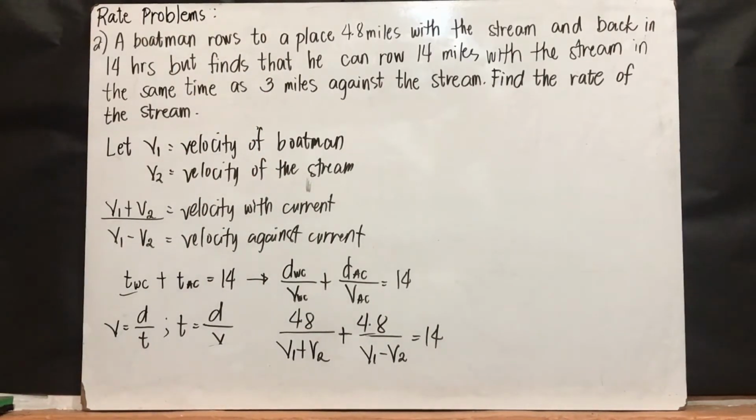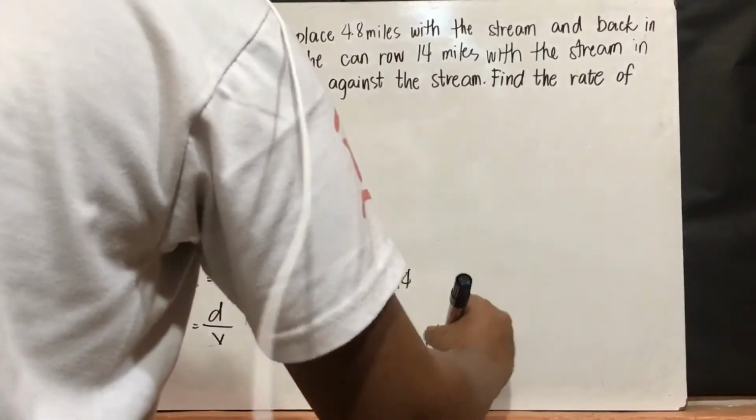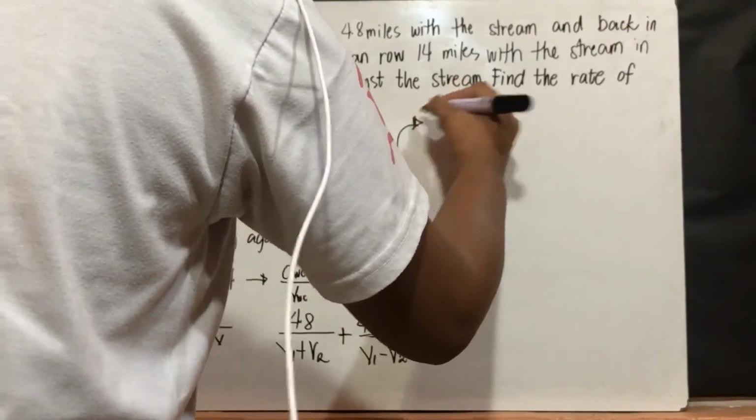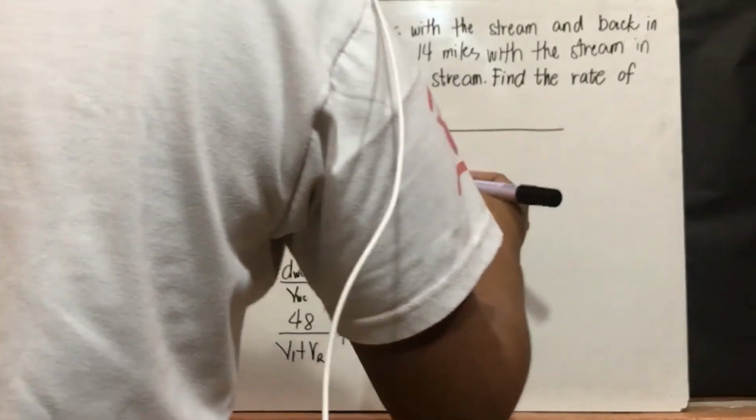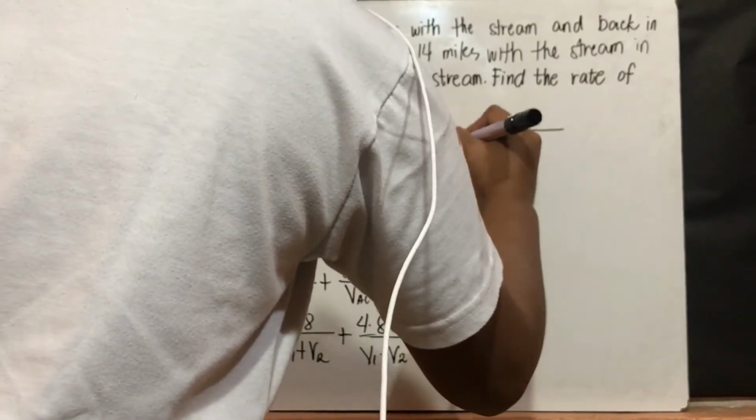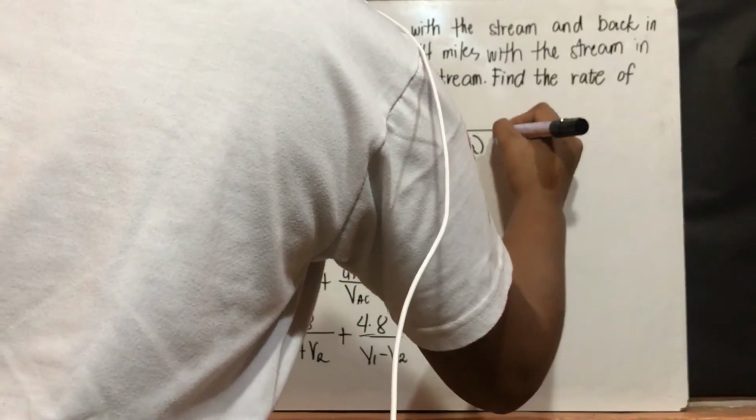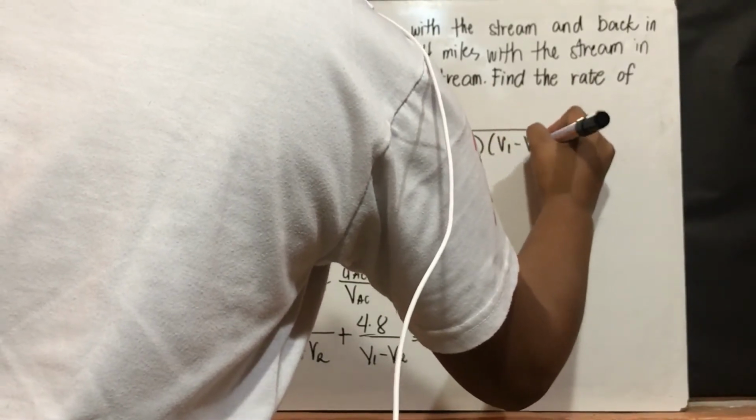So, mag-simplify na ulit tayo. Kunin natin yung LCD muna. We have V1 plus V2 times V1 minus V2.